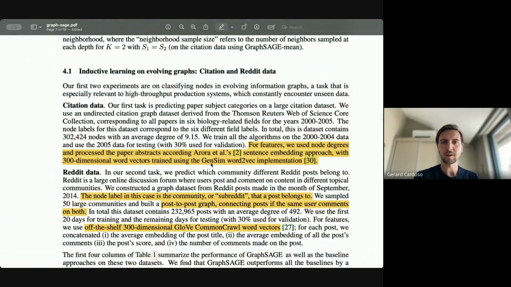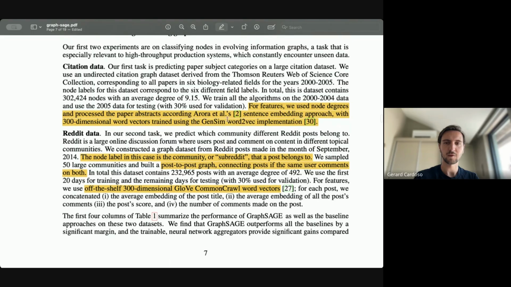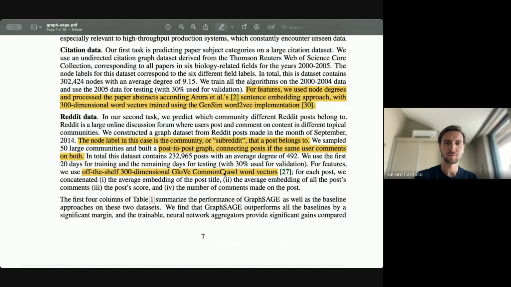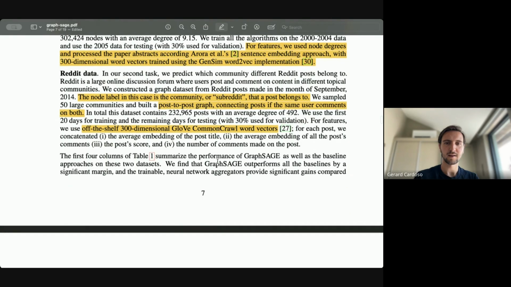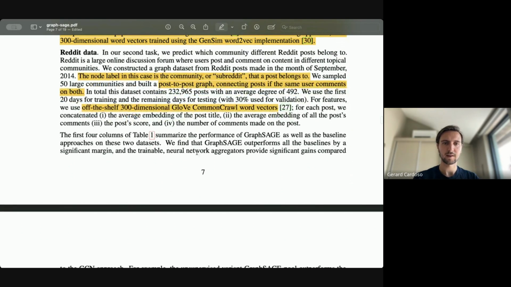They explain a little bit here what kind of node features they used. A lot of them were different word or sentence embeddings. They used word2vec for the citation data, and then GloVe vectors for the Reddit dataset. And they say they do some processing of the features, or feature engineering, where they concatenate post title, comments, different things like that.